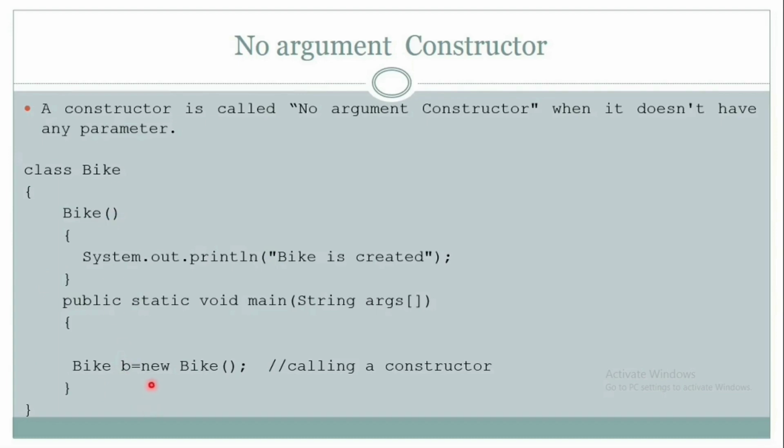Now, what is the output? As soon as you create an object, the constructor is called, and it will display the statement that is "bike is created". Yes, the output is "bike is created".